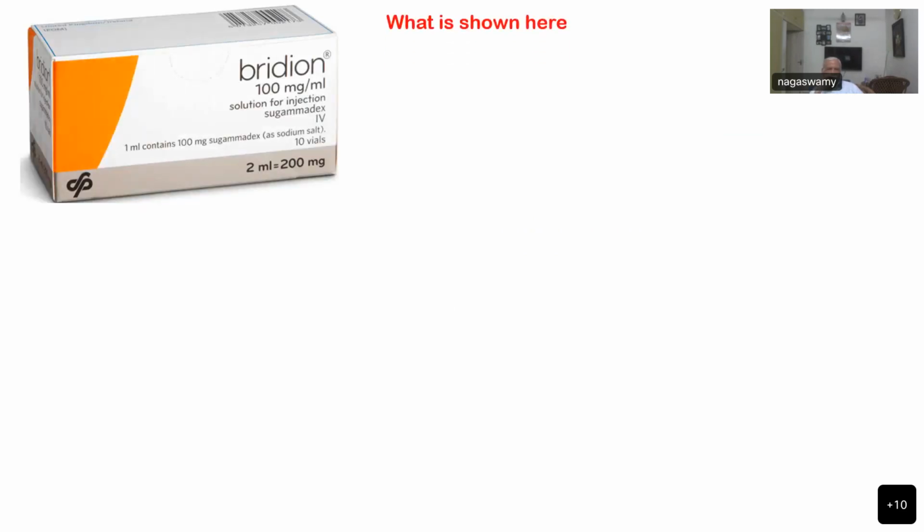What is shown here? This drug has come into the market. Sugammadex, available now in Chennai, for neuromuscular blockade reversal. The name is written here. The commercial name is Bridion, but it is now marketed by another company called Varenium in Chennai. It's a carton containing 10 vials of 2 ml of sugammadex, each 2 ml vial containing 200 milligrams. So they expect you to write everything. Just writing sugammadex is not sufficient, so you must describe the whole picture.